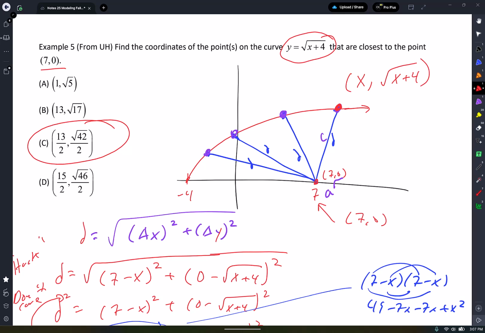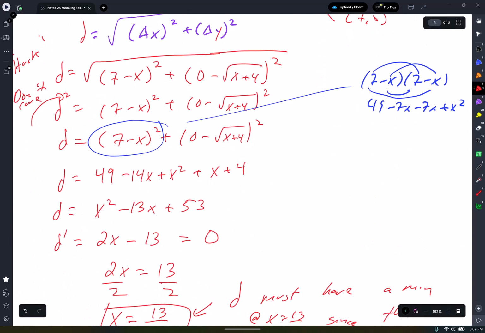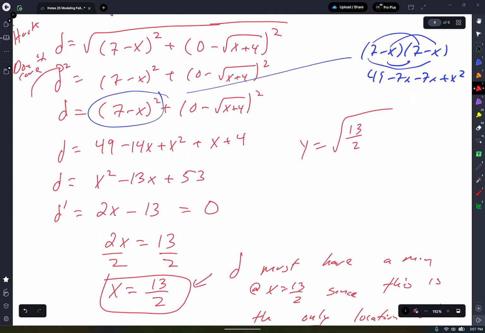If I want to find the y value, plug it into the original. So plug what into the original? y equals the square root of this x value, 13 over 2, plus 4. Plus 4. We can do this without a calculator.